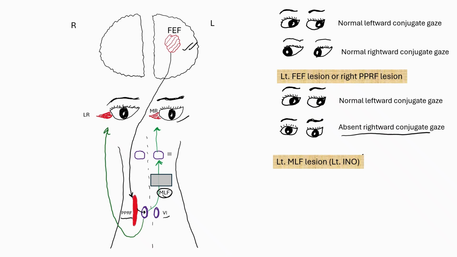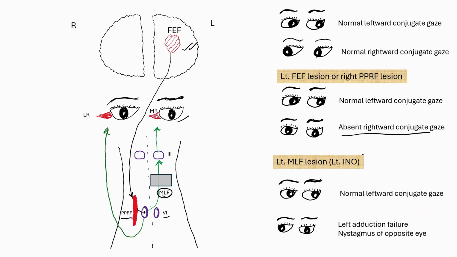But the medial rectus of the opposite eye needs to get stimulated via the medial longitudinal fasciculus. So if we have a lesion in the medial longitudinal fasciculus, leftward gaze is normal, but when we want to look towards the right side, there will be an adduction failure in the left eye, because the medial rectus of the left eye would not receive its supply from the third cranial nerve nuclei, as we have a lesion here in the MLF.